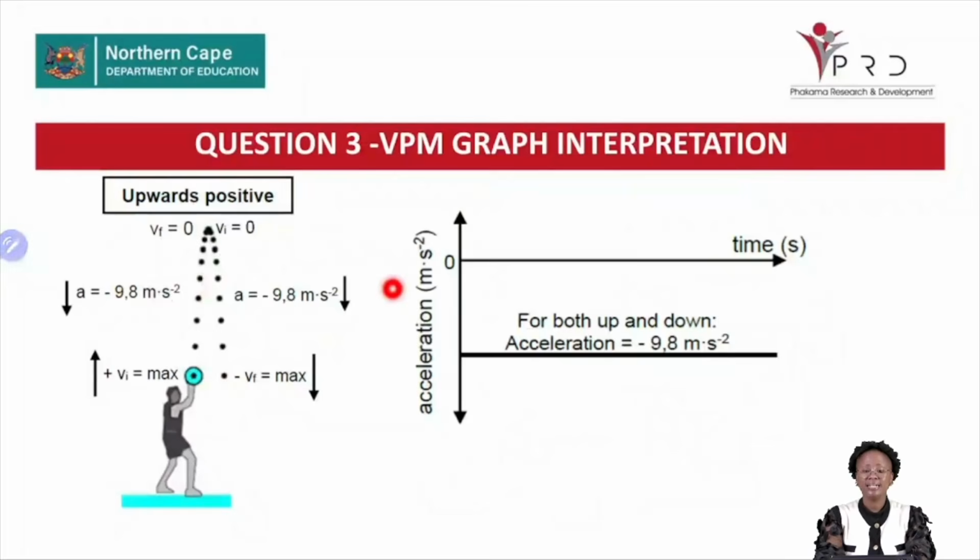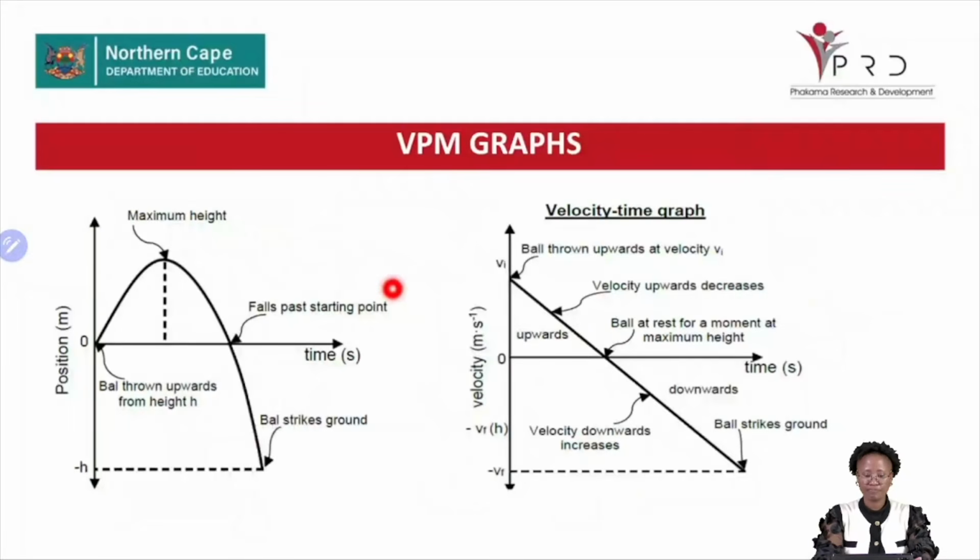Let's quickly look at the acceleration versus time graph for the same scenario. Remember, our acceleration is constant. What is it? Negative 9.8 meters per second squared. Hence, I have it on the negative. This is negative 9.8 meters per second squared. And as you can see, it is a constant straight line. Why? Because acceleration does not change. It remains constant. Whether the object is going up, whether the object is going down, the acceleration due to gravity remains constant. Very much important to remember all of that.